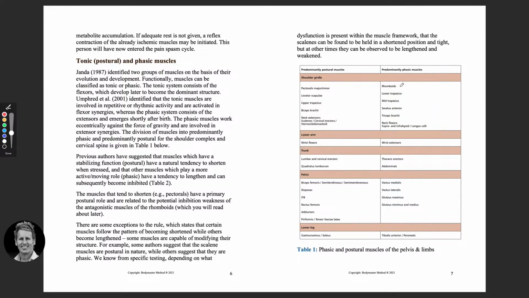Like the rhomboids, the lower traps, mid traps, etc. So they tend to, but it's typically as a consequence. So you could argue that the postural muscles control the phasic muscles. So if the pecs are tight, it basically causes an inhibition weakness to the rhomboids. But let's have a look at that as we go through.